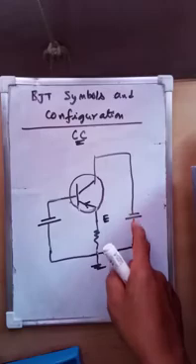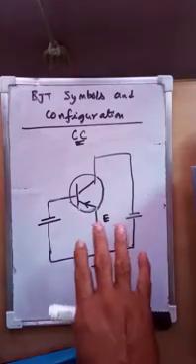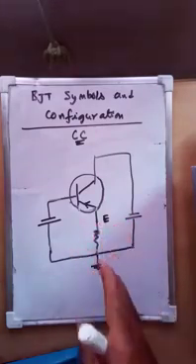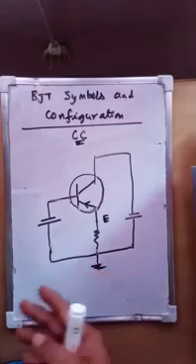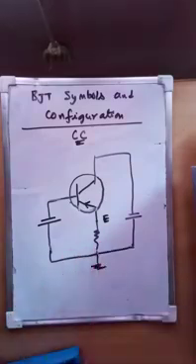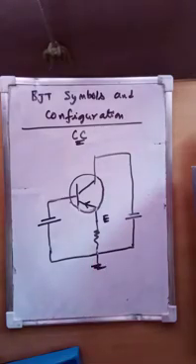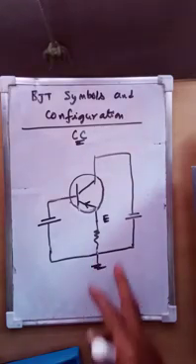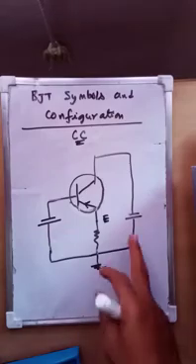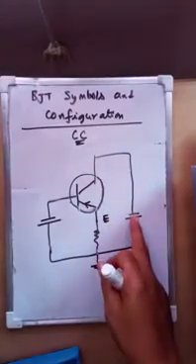Here it is somewhat difficult to understand, not as in the case of common emitter. It is very difficult to understand, because the common emitter and common base are very easy to understand, but here in the common collector, it's not directly grounded, it's giving some voltage here.